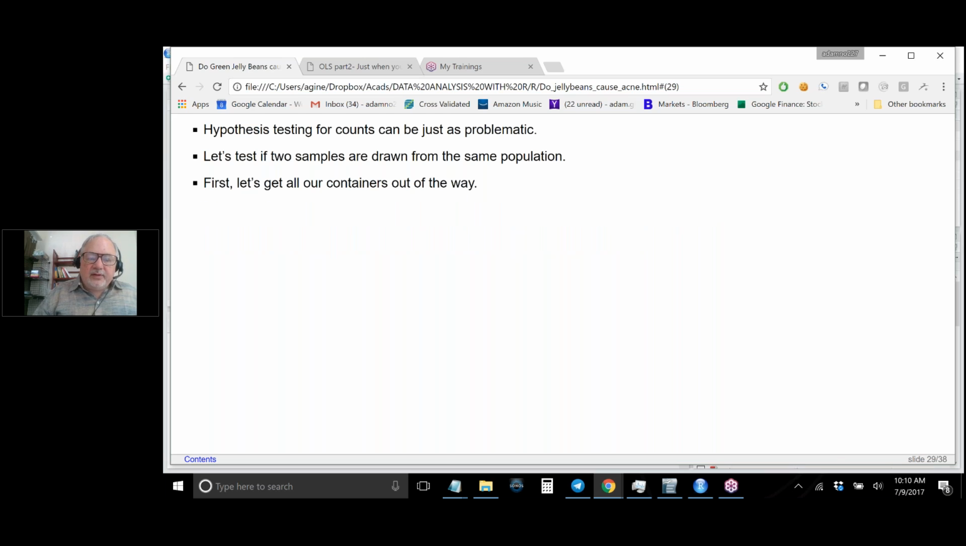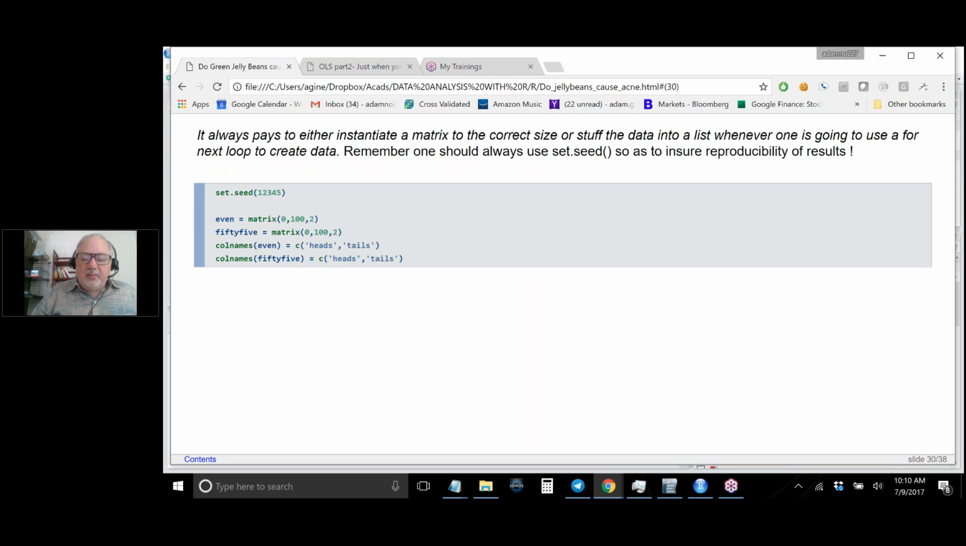And as it says here, I want to give you an example to show that hypothesis testing for counts can be just as problematical. I also want to use this as an excuse to show you how to do something that's really useful and important to do with our coding. So I'm going to be doing some random sampling, so I set the seed for reproducibility, and I create 2 matrices of size 100 by 2, initially populated with zeros, and I'm going to call them heads and tails.